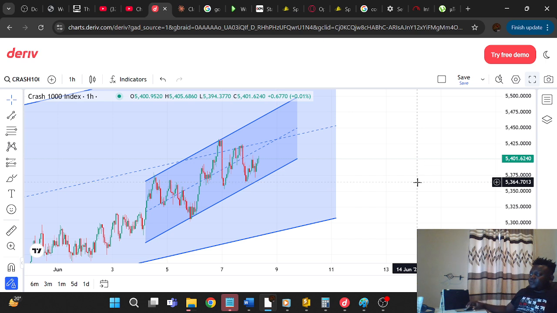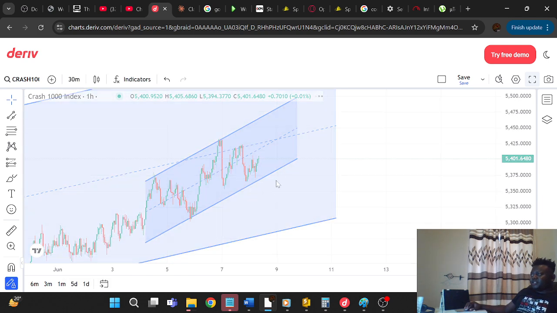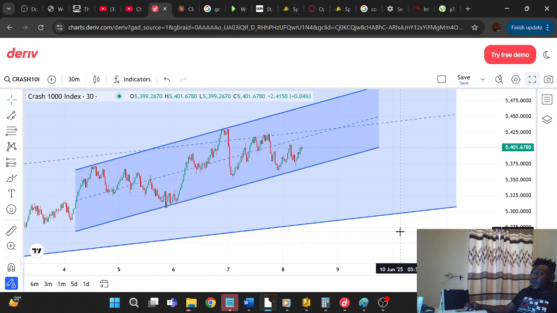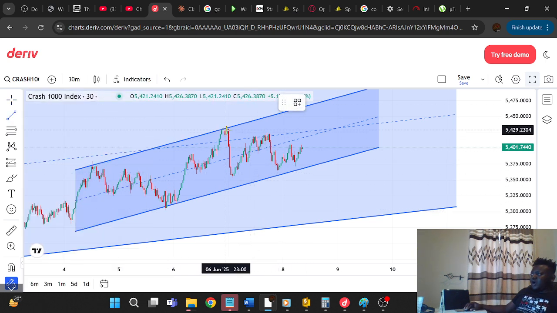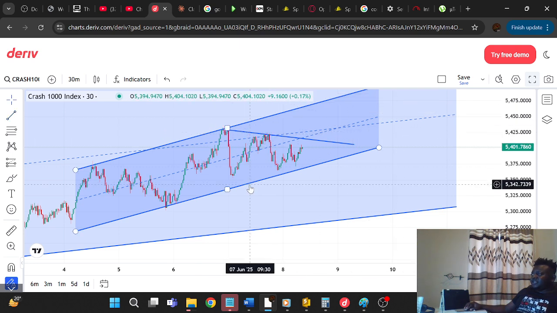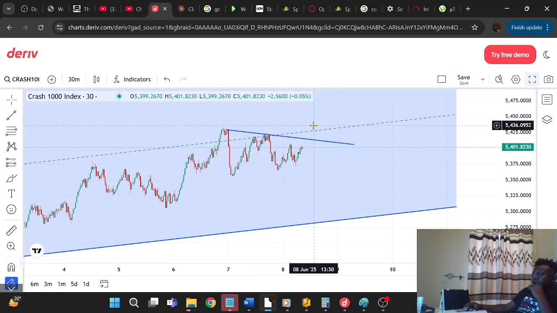Okay, so based on this, we now want to look for entries to buy or to sell. So we move to a smaller time frame again. Now we're going to the 30-minute time frame, and the chances are that we are looking for a buy. Okay, so we take our trend line, we draw our diagonal support. This is our diagonal resistance. This is our diagonal resistance. Okay, what we're waiting for is the market to reach this line and break above it.